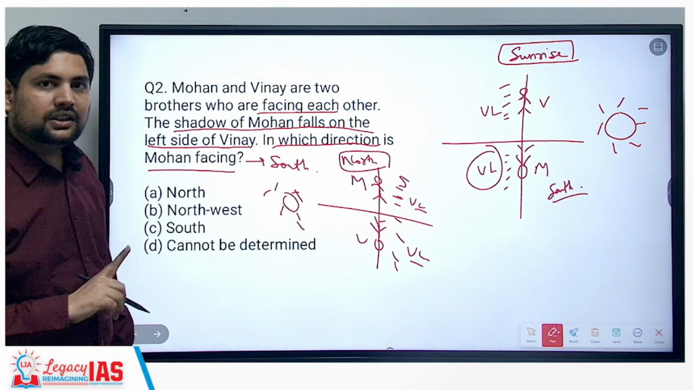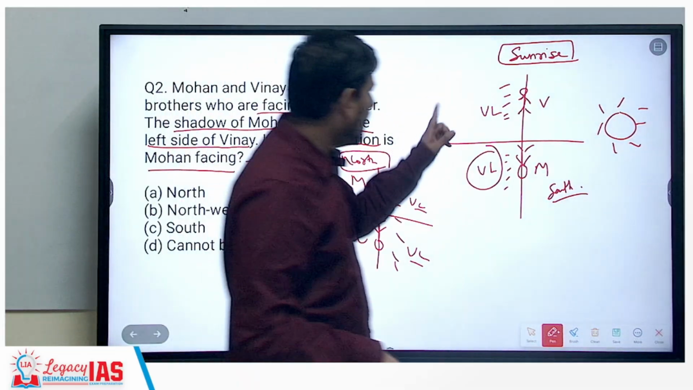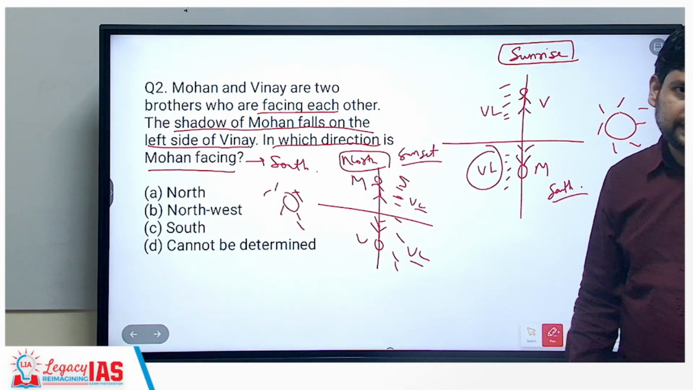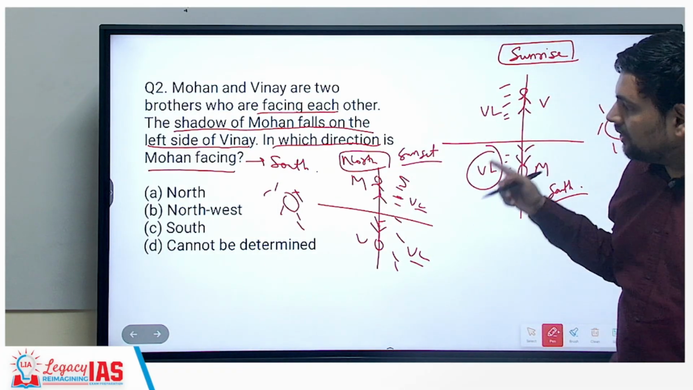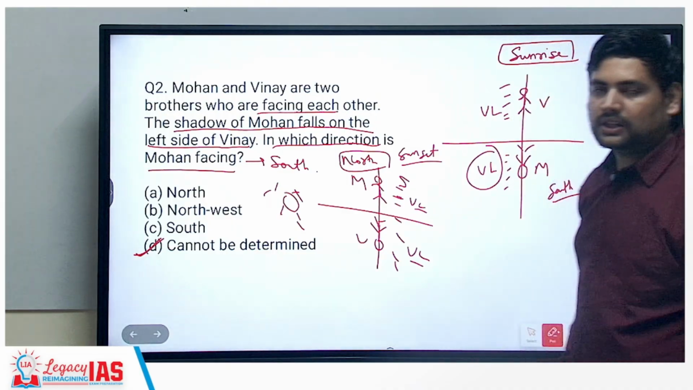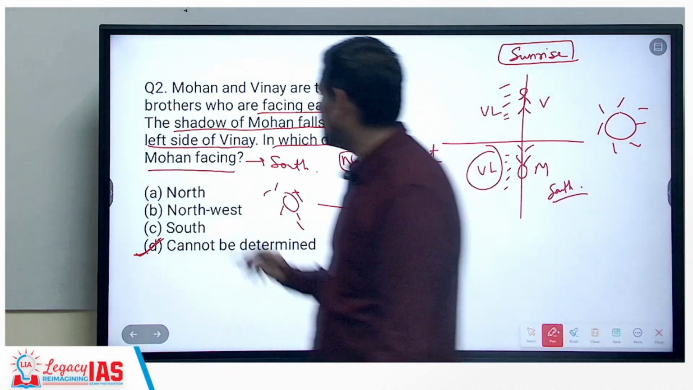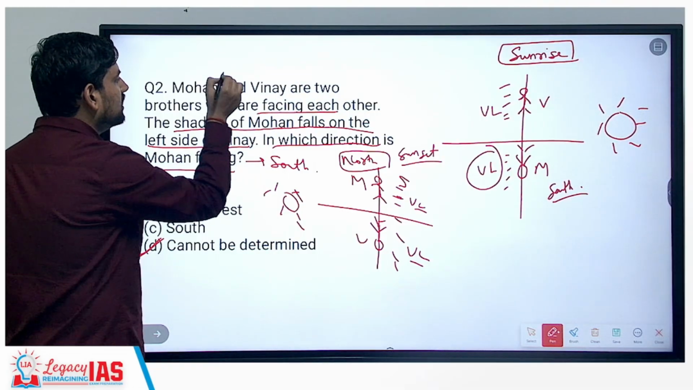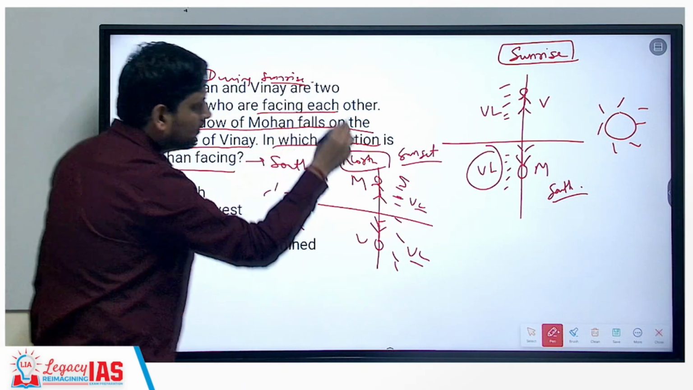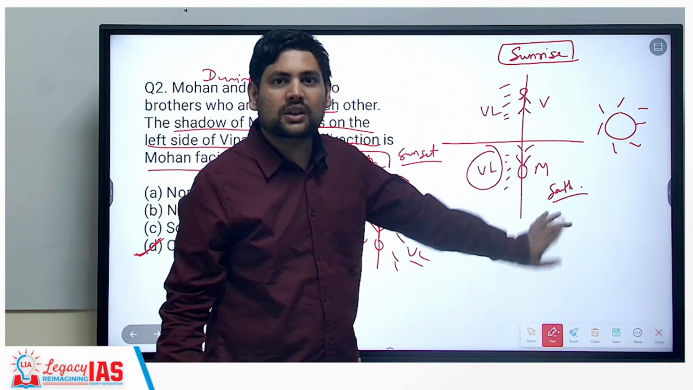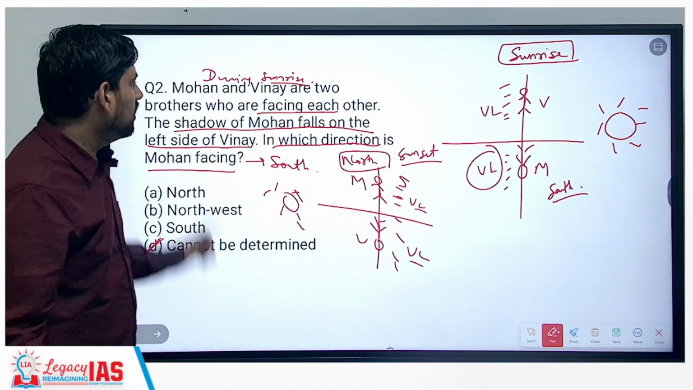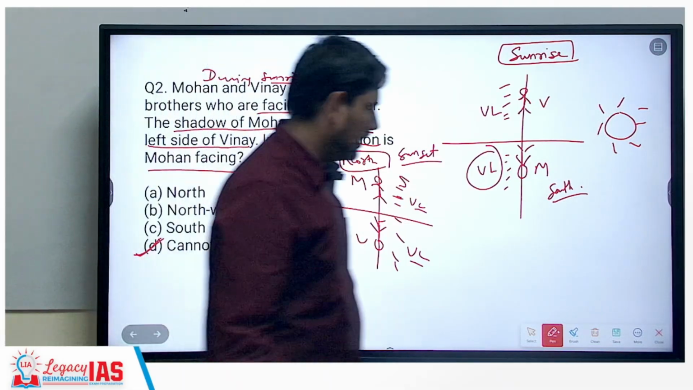So unless and until it is defined that it is sunrise or sunset, for this question we cannot tell, because in one diagram he is going south, in the other diagram he is going north. That is why the answer will be cannot be determined. You understood? If the question had said one more thing, that it is during sunrise, you would simply draw this diagram and get Mohan going south. If it was just about sunset, you would have drawn this diagram and said Mohan is going north. But because it is not given, it cannot be determined.